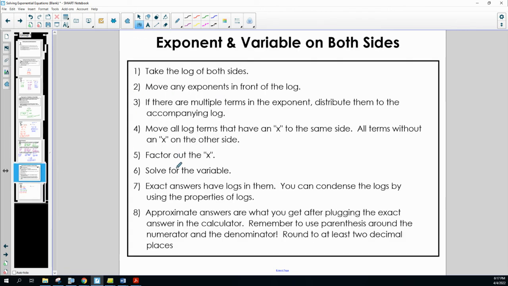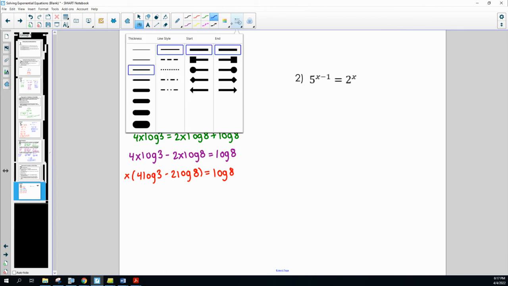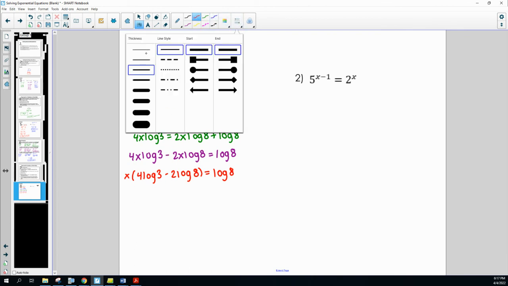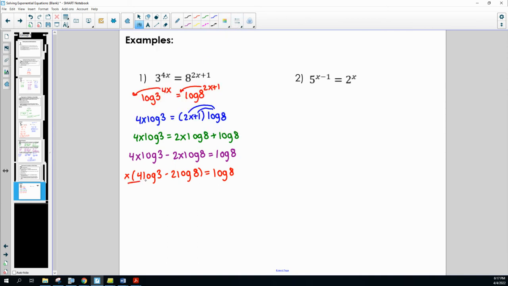And then it says to solve for the variable. Okay, so all we're going to do is solve for x. So I'm going to go back to here real quick. If I want to get x alone, I have to divide both sides by this. So I'm dividing by 4 log 3 minus 2 log 8 on both sides.